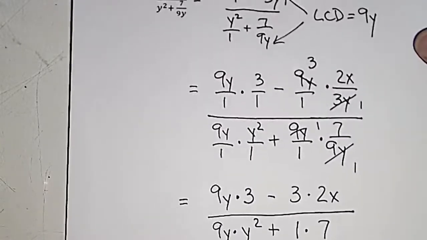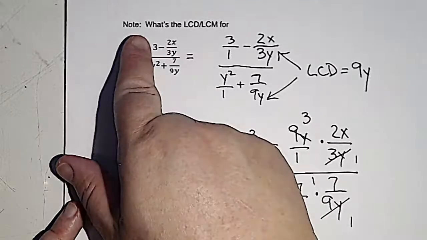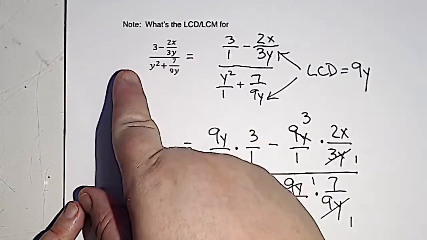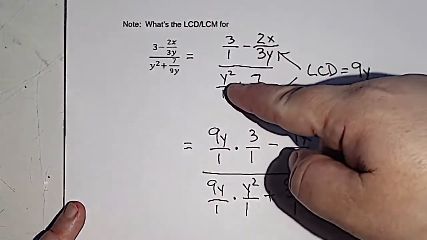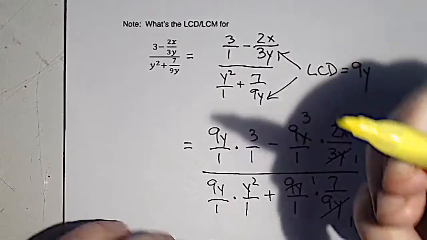Okay, so when you get a complex fraction that is a little bit more complex, it's got some things that aren't fractions, go ahead and make them fractions to begin with so you can actually see where the denominators are.